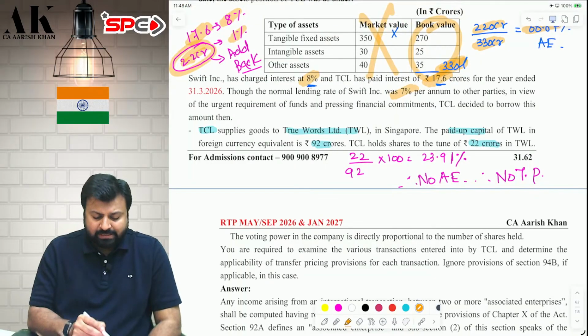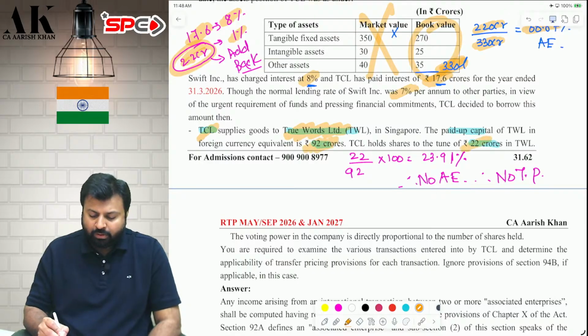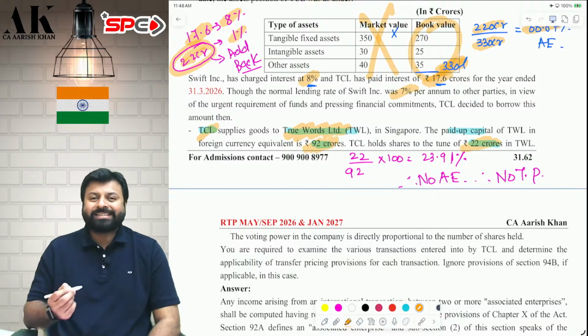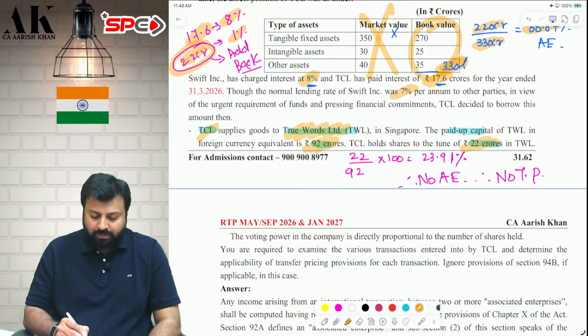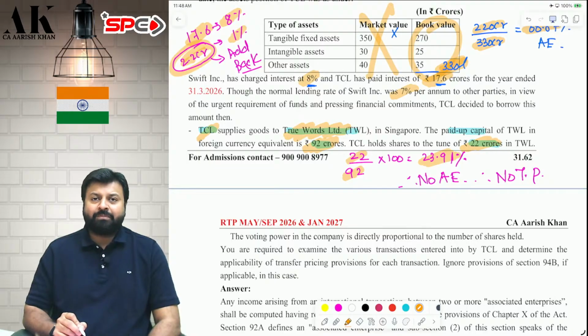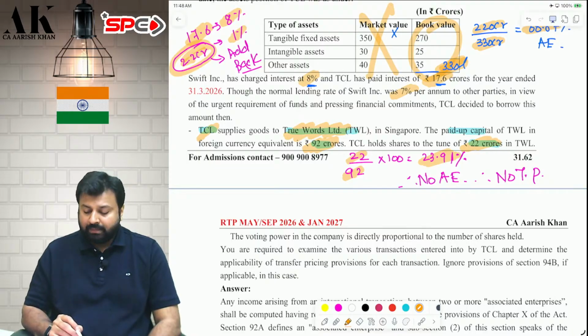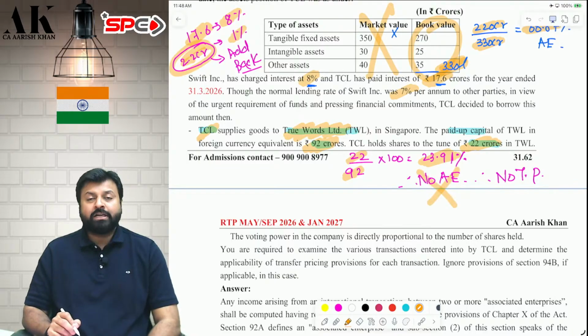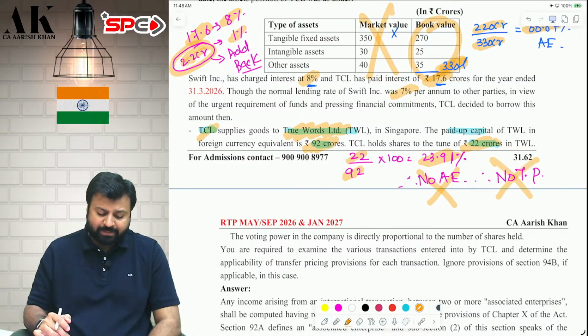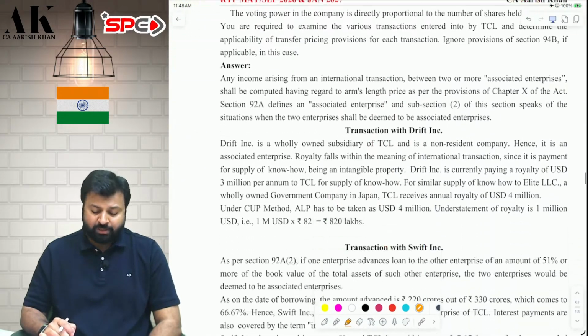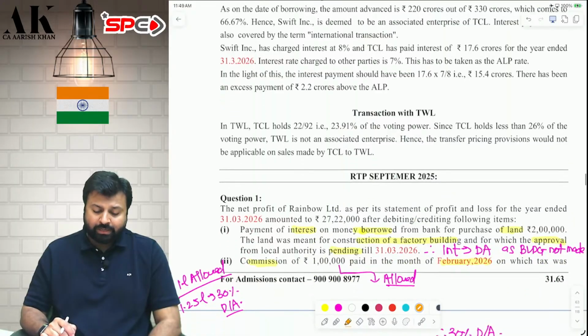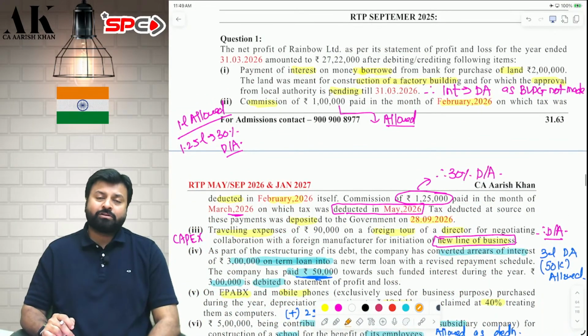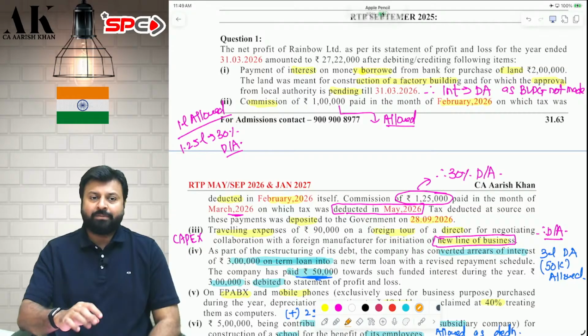Third transaction. TCL supplies goods to True Words Limited. The paid up capital of True Word is 92 crore and TCL holds 22 crores. So let's check how much percentage it holds. So 22 crore divided by 92 crore comes to approximately 23.91%, approximately 24%. Therefore, they are not associate enterprise. Because they are not associate enterprise, transfer pricing adjustment cannot apply in this case. I hope it is clear to all of you. So out of 3 transactions, 2 transactions are subject to transfer pricing, 1 is not subject to transfer pricing. So this is what this RTP is all about.